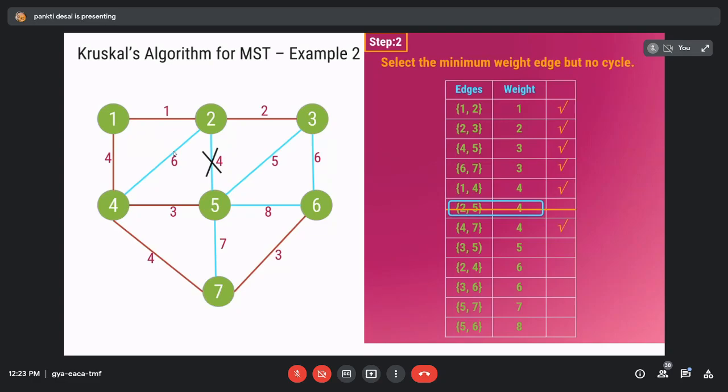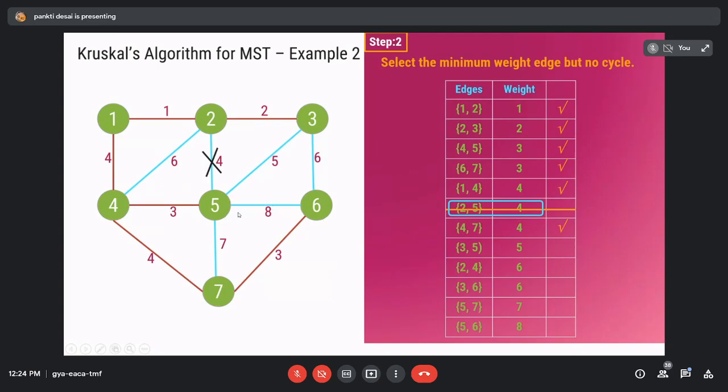Then next is 3 comma 5, right? If we select 3 comma 5 here, it will create a cycle, so we cannot select 3 comma 5. Then 2 comma 4, if we select 2 comma 4 here, then it will create a cycle, so we cannot select 2 comma 4. Then 3 comma 6, same, it will create a cycle, right? So we cannot select 3 comma 6. Then 5 comma 7, again it will create a cycle, and 5 comma 6, again it will create a cycle, right?